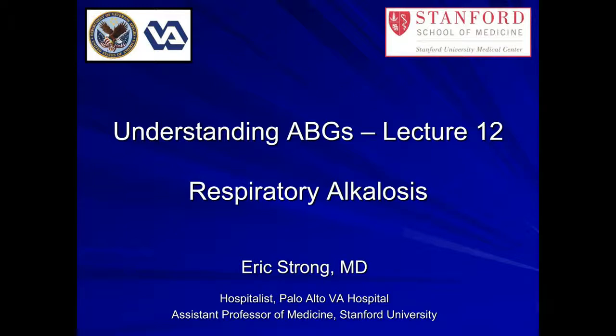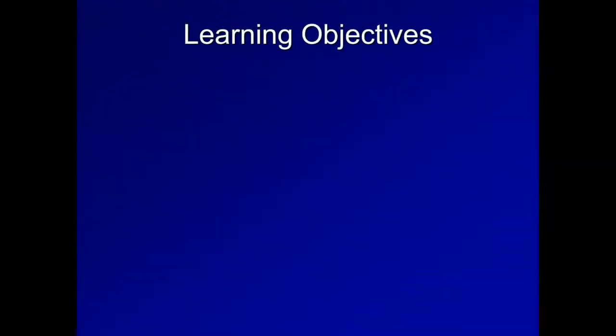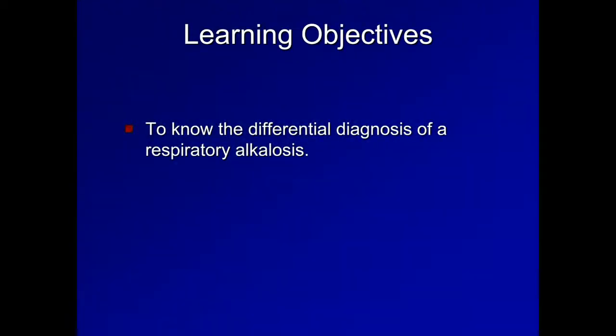This is the 12th lecture in this course on understanding ABGs, and the topic is respiratory alkalosis. The learning objective of this lecture is simply to know the differential diagnosis of a respiratory alkalosis. You may have already noticed that this is, by a significant margin, the shortest lecture in this course.